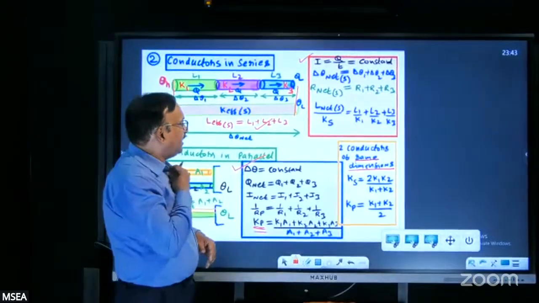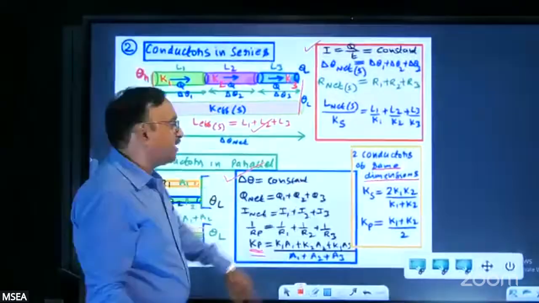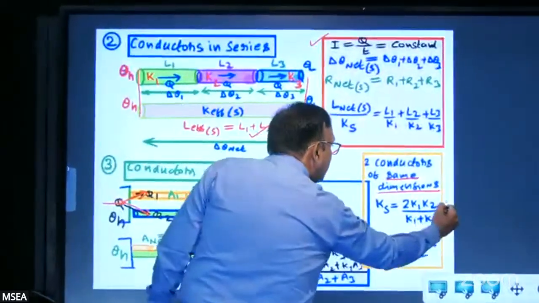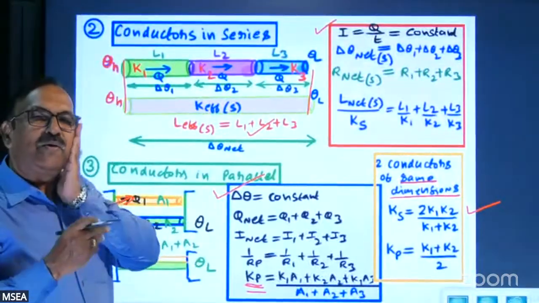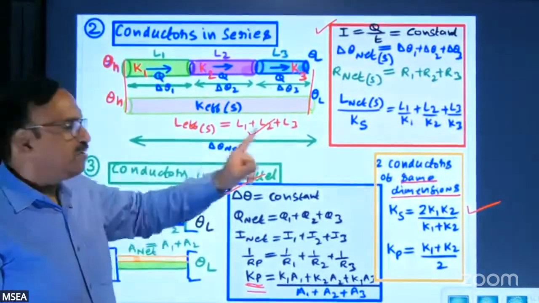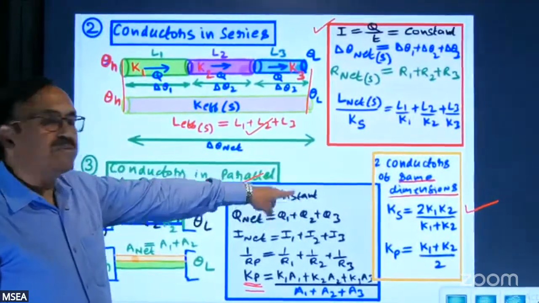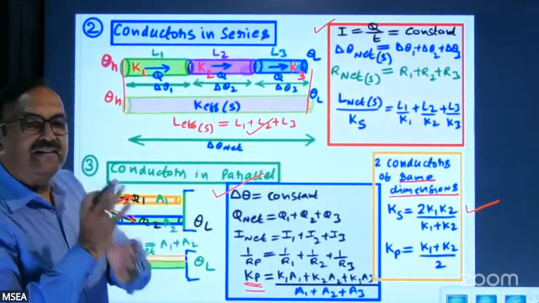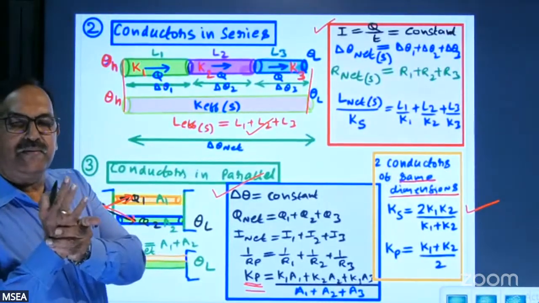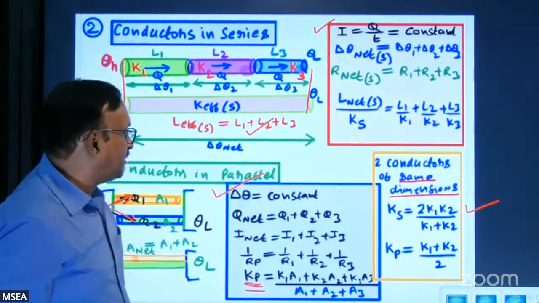In such a case, the effective coefficient of thermal conductivity in series combination comes out to be 2K1K2 by K1 plus K2. It can be derived from these things, but time doesn't allow us to do that in the exam. So we have to remember Ks is 2K1K2 by K1 plus K2, and Kp comes out to be K1 plus K2 by 2. But strictly, we have to understand that this is applicable when the dimensions are the same, both having the same length, same area, and exactly 2 conductors.